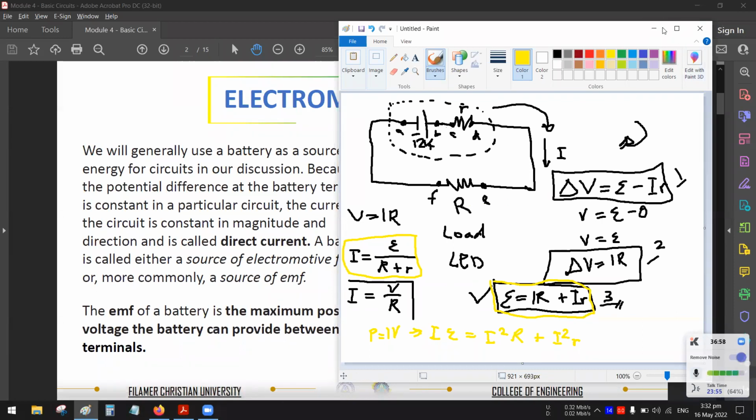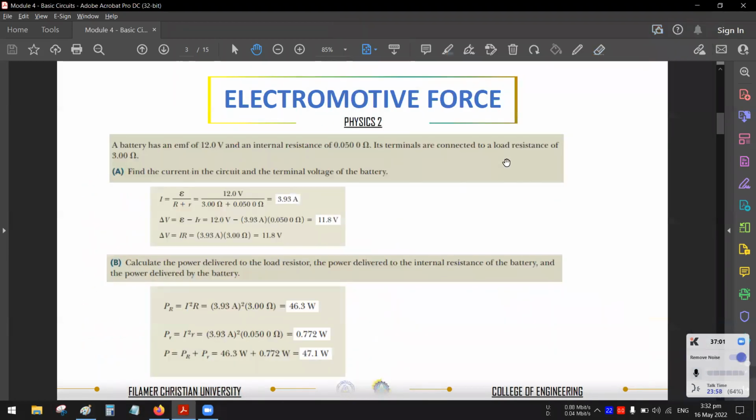So let's have our example. Ito. So meron tayong example dito. A battery has an EMF. Okay, so meron tayong EMF that is 12 volts. Okay? And has an internal resistance. So meron tayong small letter r that is 0.05 ohms. And its terminals are connected to a load resistance of 3 ohms. So meron tayong capital R. Ito yung load resistance natin. So hahanapin natin yung current in the circuit and the terminal voltage of the battery.